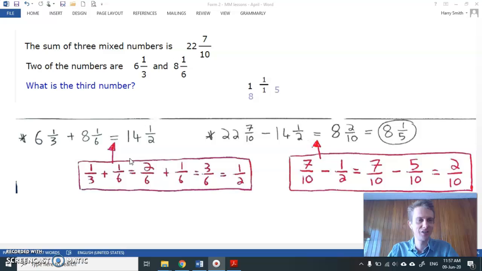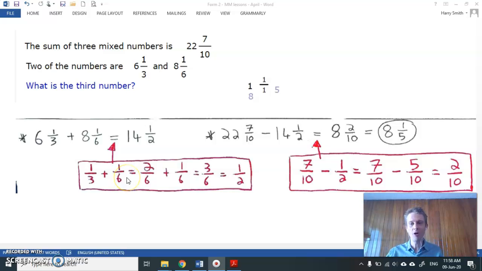Okay, the last example. The sum of three mixed numbers is 22 7/10. So the three numbers add up to 22 7/10. Two of the numbers are 6 1/3 and 8 1/6. What is the third number? So if this number plus that number plus another number gives you this, we're going to add these two together first and work out what they add up to. So 6 1/3 plus 8 1/6.